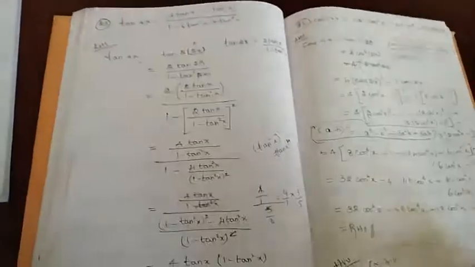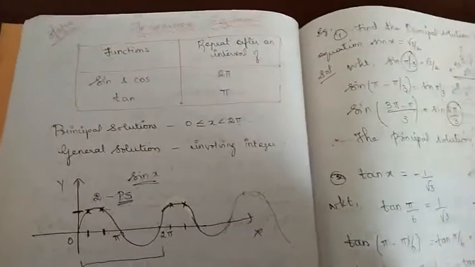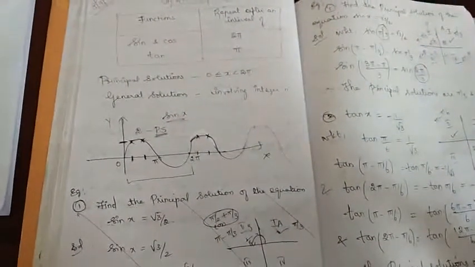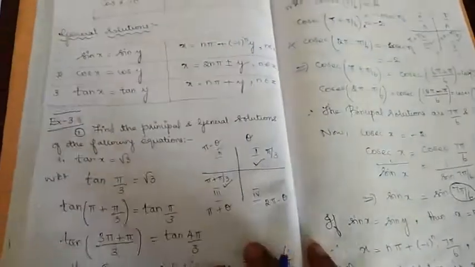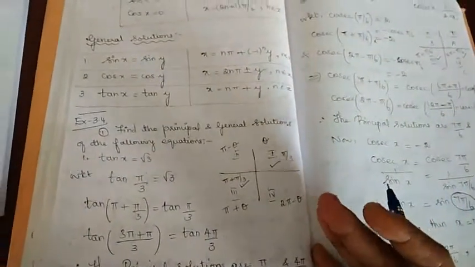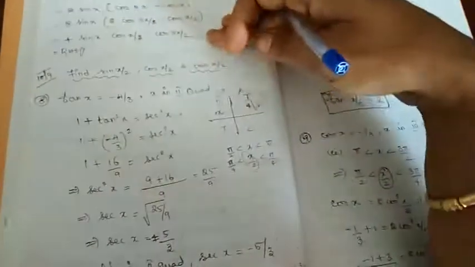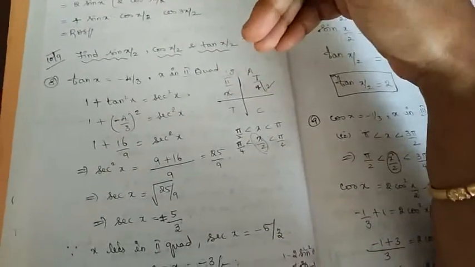Then we have seen how to find the solution of the trigonometric equation, how to find the principal solution and general solution. Again we have seen 2-3 methods, 2-3 models under this. Then at last we have seen how to find the values of x by 2 as well, right?